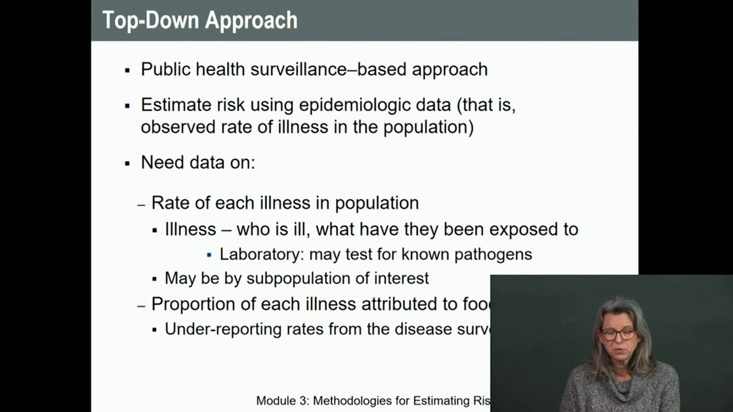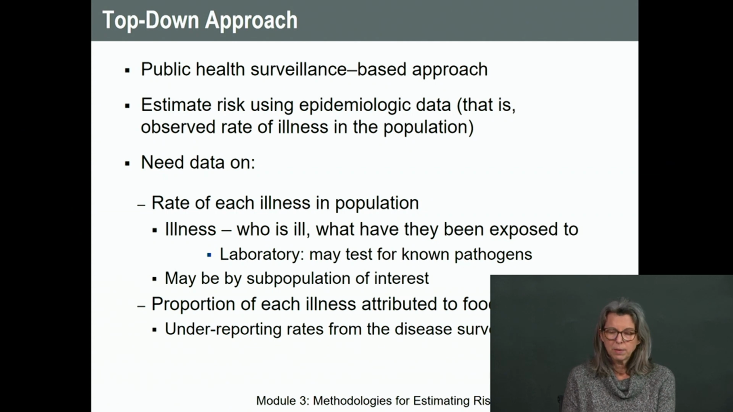So this top-down approach is really a public health surveillance-based approach. You need data on a couple of things. You need data on the rate of illness in the population, as we talked about, kind of who is ill, what have they been exposed to, and then hopefully you have some laboratory confirmed information on certain pathogens.